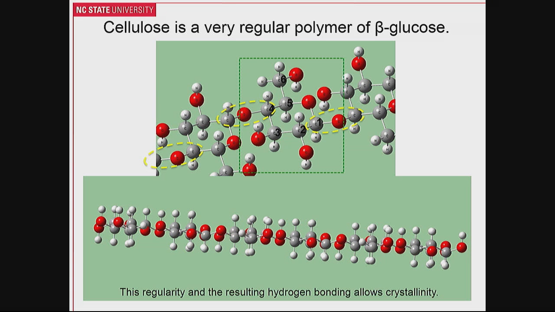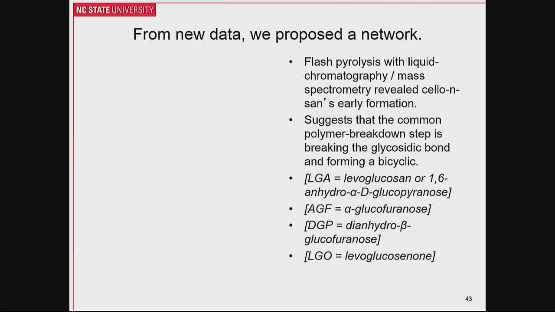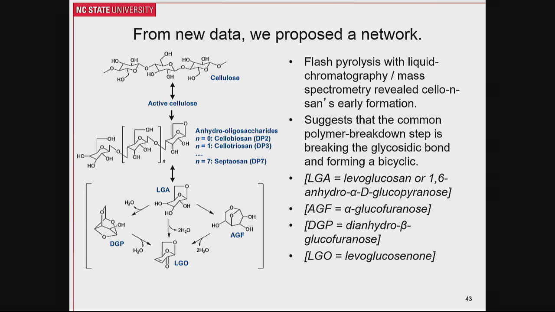So from new data that we took, we were able to develop a network of reactions saying that apparently, because of work that we did with liquid chromatography, mass spectrometry, the cellulose chain itself is thought to undergo an activation state, becoming molten, but then breaking at this bond to make levoglucosan, this double ring sort of structure.